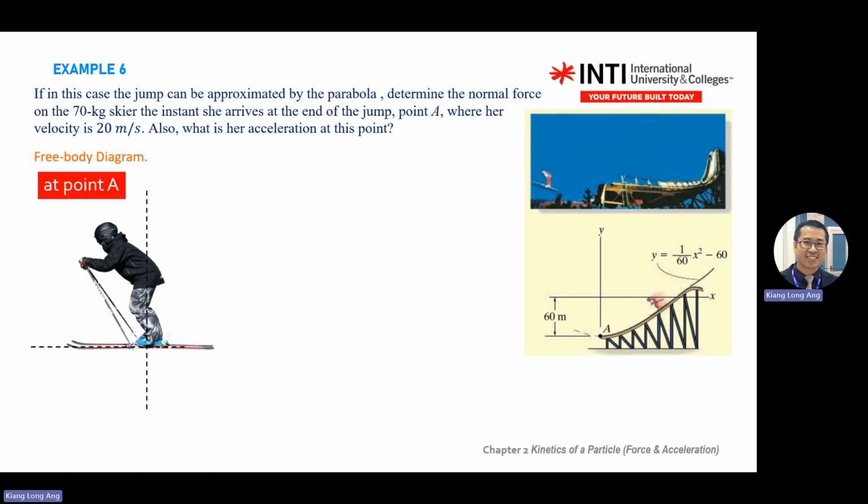At point A, you draw two directions, normal and tangent. Why? Because it's a curvilinear motion. Normal, tangent direction. Then put in the forces, weight, normal. And then is there any external force? Don't go and add an external force. There's no jet coming in from the body.